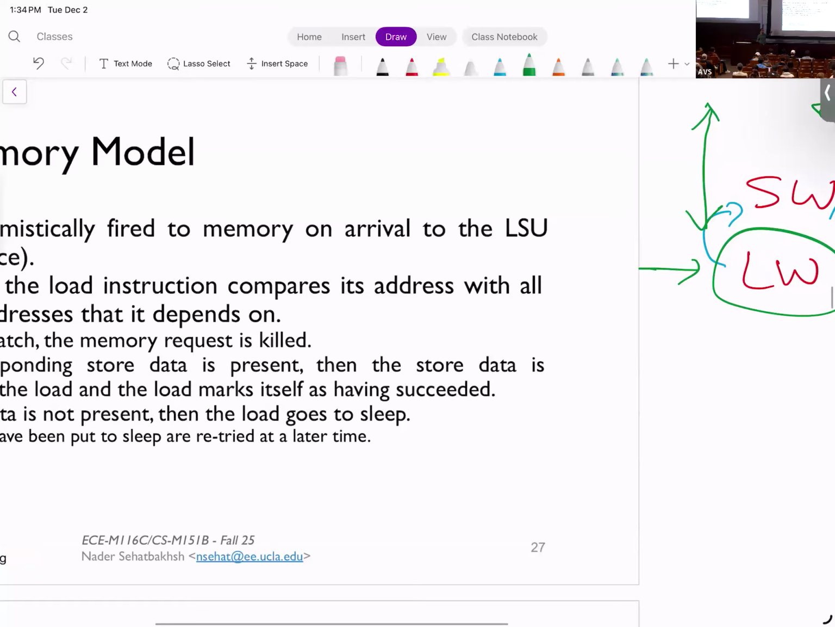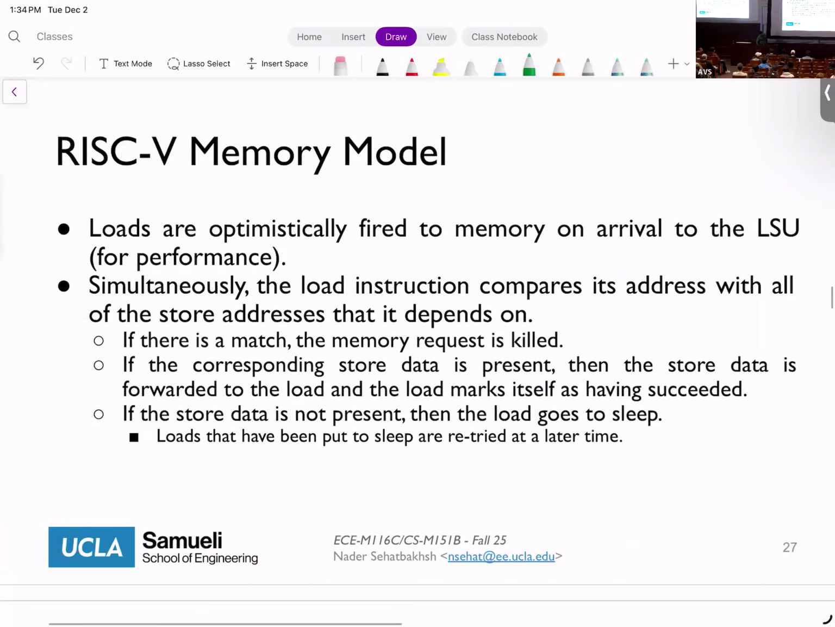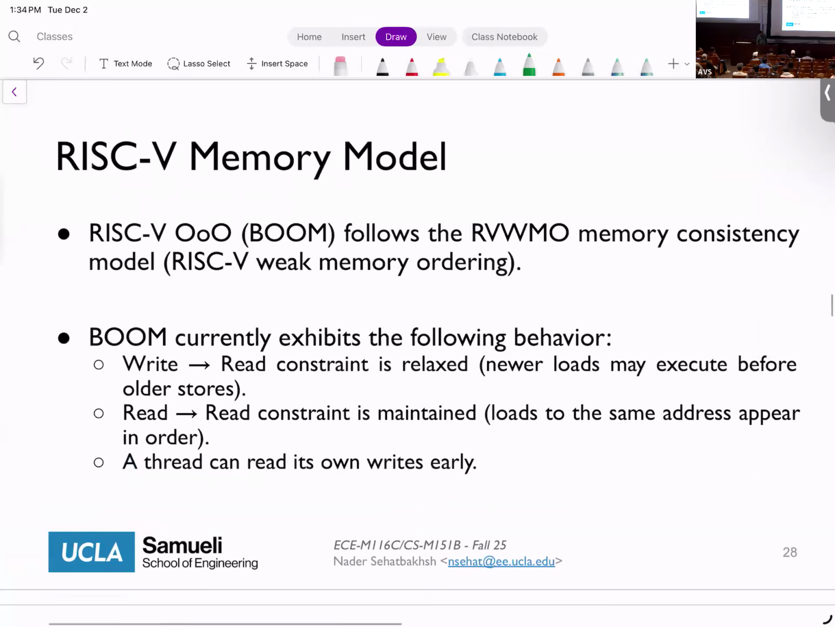We already covered this when we were talking about the LSQs and ordering. So that's kind of the idea. Okay? So essentially what this means is that the write-read constraint is relaxed, right? So reads can happen before writes, right? The read-read constraint is maintained, so loads stay in the same order. And that's kind of what we're doing for the weak memory model here in RISC-V.